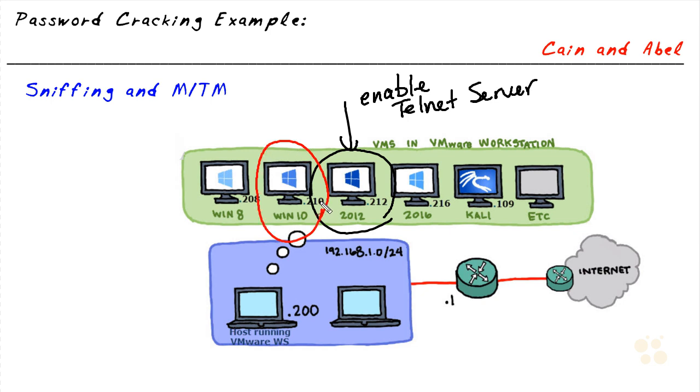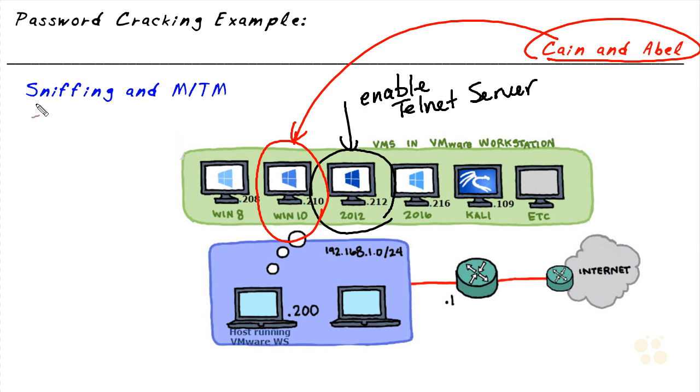Now, once Telnet is enabled on that server, the second thing I propose we do is go to our Windows 10 machine and we'll download and install Cain & Abel, which is a huge tool set of goodies. And the one technique I'd like to share with you is how we can use it to do what's called an ARP poisoning attack. It also uses sniffing to identify the various hosts on the network.